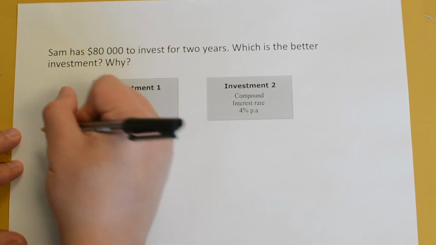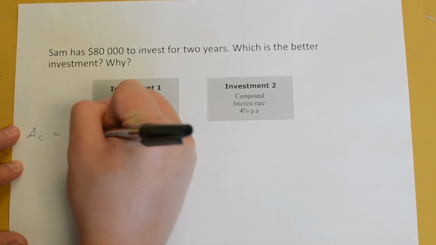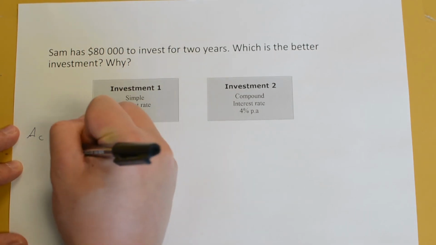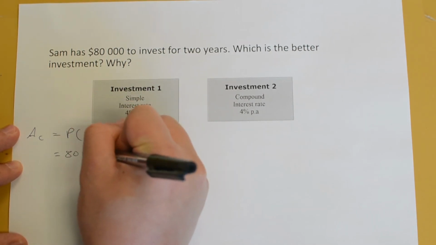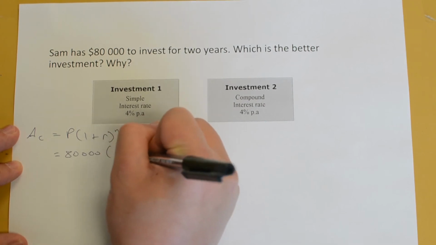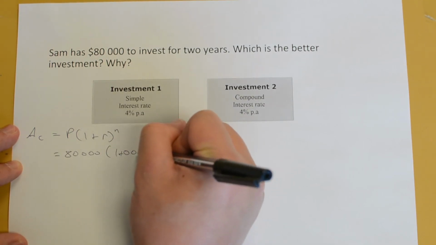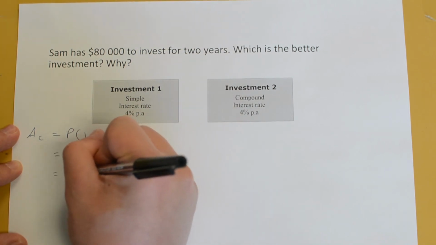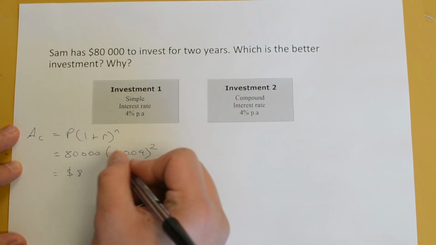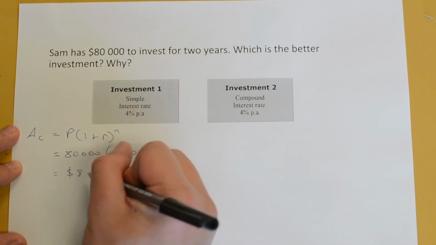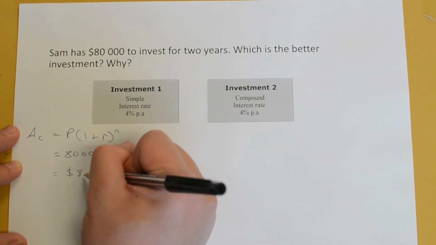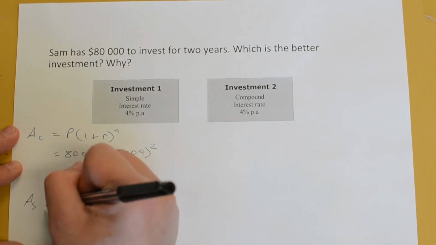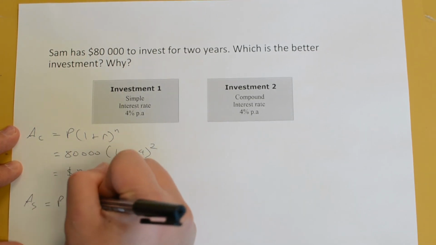So our working out will be very similar. The compounded amount, again the formula, P times 1 plus r to the n. Filling out those details, we get $80,000 times 1 plus 0.04, 4% in decimal form, squared, because there's 2 years, which will be $86,528.